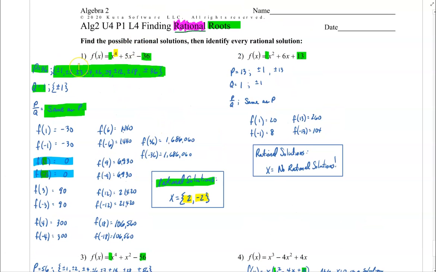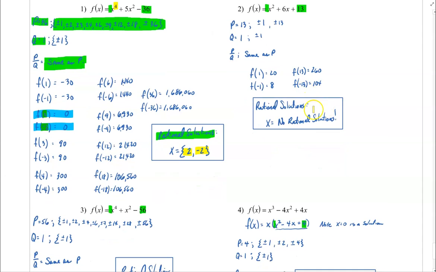If you follow the same process as outlined in the prior video and as what I just described here, you'll find that in problem number 2, we only had 2 factors of 13, 1 and 13, both positive and negative form. And if we investigate the function evaluated at 1, -1, 13, and -13, none of those end up equaling 0. So none of the solutions to this particular equation are going to be rational solutions. We'd have to use another technique to find the solutions.